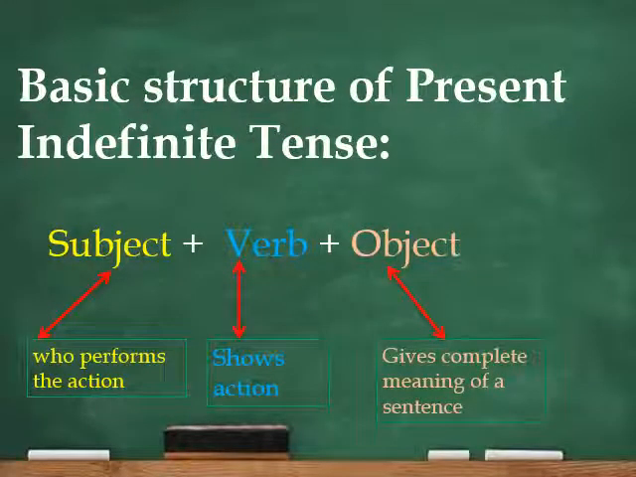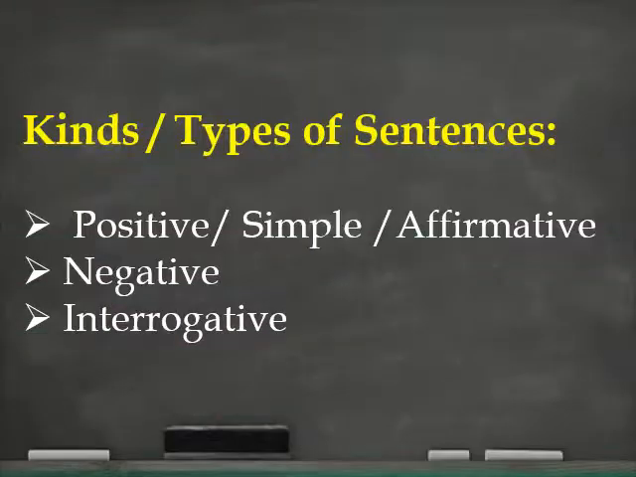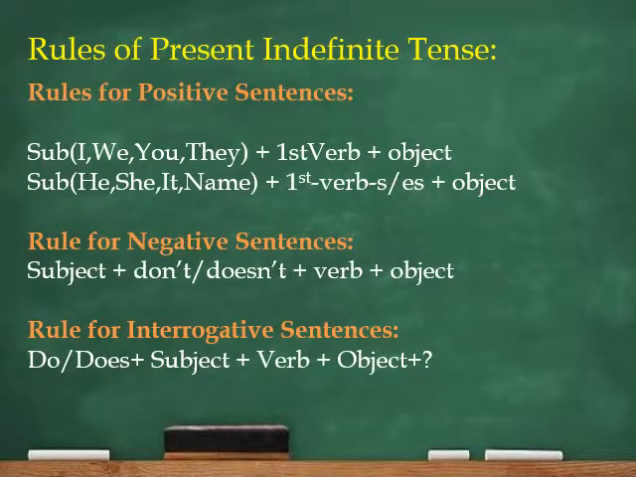Subject plus verb plus object is the basic structure of present indefinite tense, where the subject performs the action, the verb shows the action, and the object gives the complete meaning of a sentence. There are three types of sentences. First one is positive, second negative, and third interrogative. Positive can also be called simple and affirmative. Now we are going to study the structure of present indefinite tense for positive, negative, and interrogative sentences.